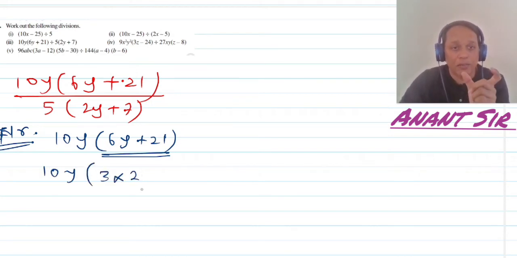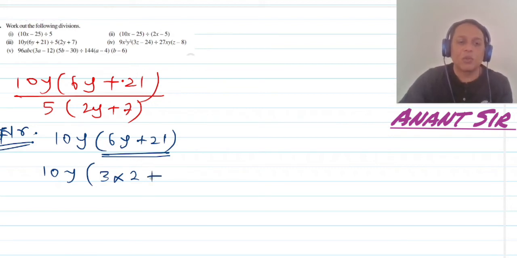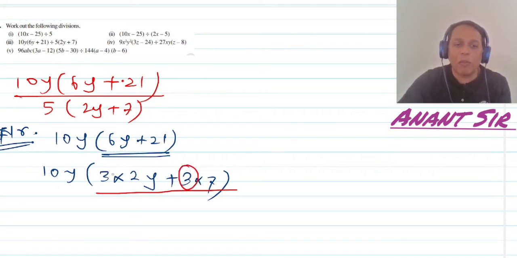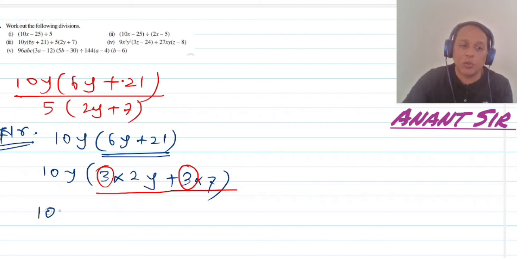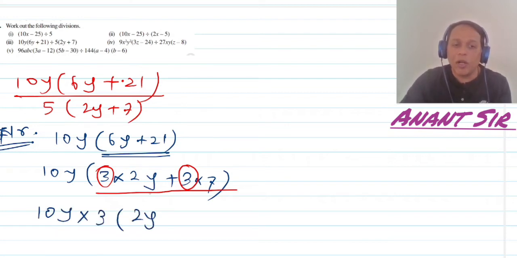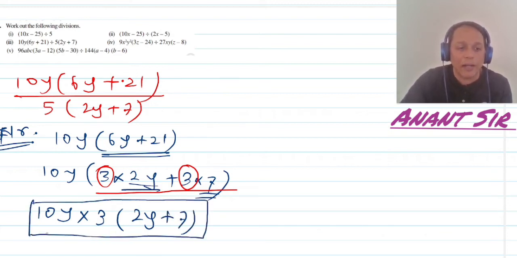Both are divisible by the greatest number, 3. So 3 times 2 is 6, I am going to write y as it is, plus 21 is 3 times 7. Now when I take 3 common from both the terms, what will remain inside the bracket? 10y was already there, now I have taken 3 also common, so what remains is 2y plus 7. So this is our answer for the numerator.